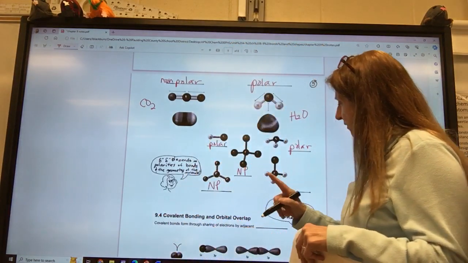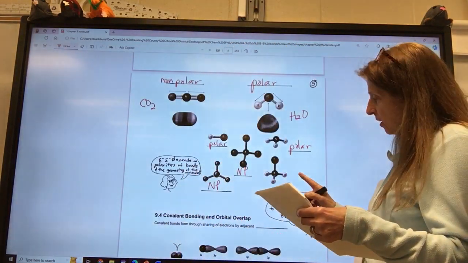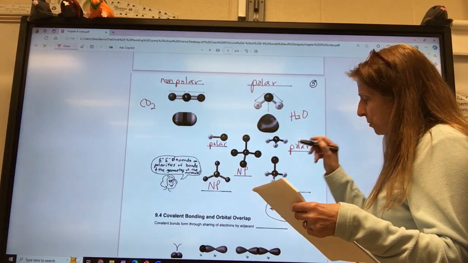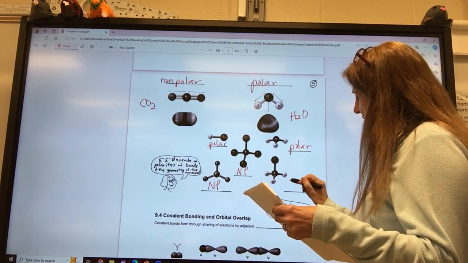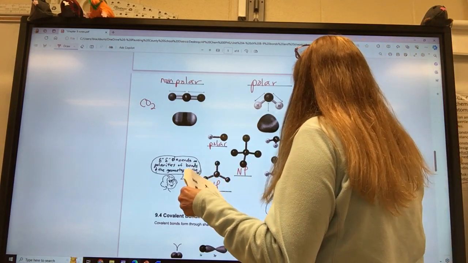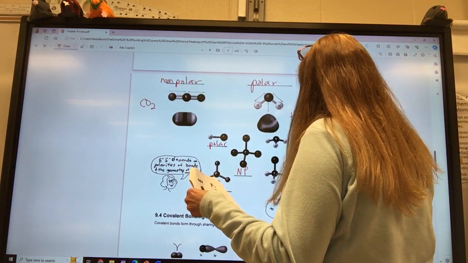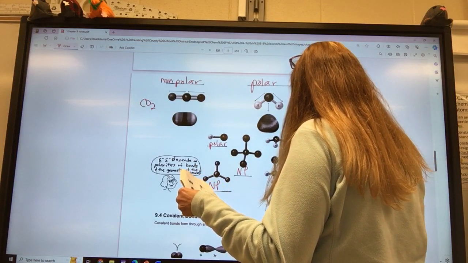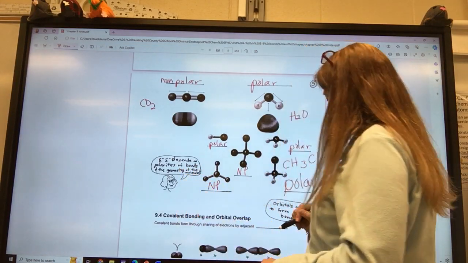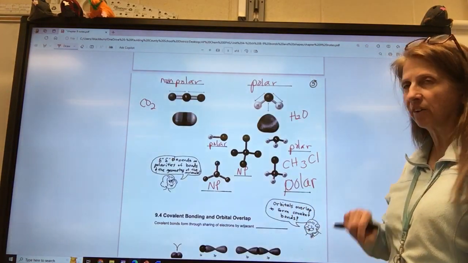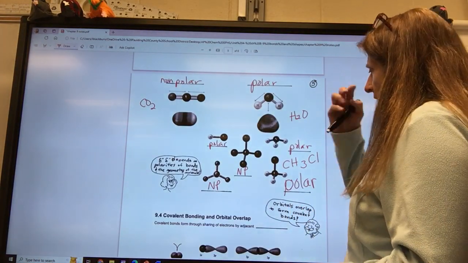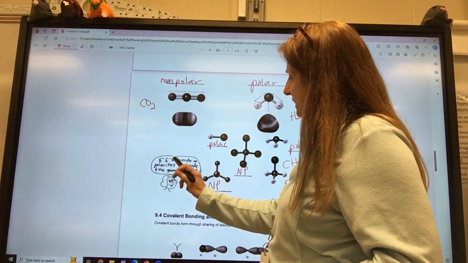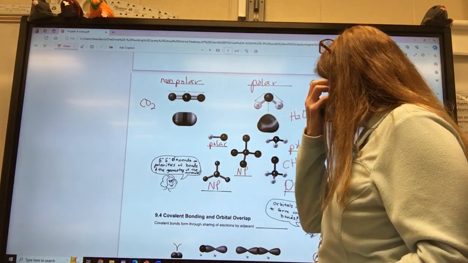Y'all are doing great with this. How about that one? That one's polar because the top one pulls more. Right, because the top one's bigger and it pulls more. It's not equal. I'll write it right here: CH3Cl, and it is polar. Let's make it a big polar. All right, y'all did great with that concept. So the polarity depends on the polarity of the bonds and the geometry of the molecule.